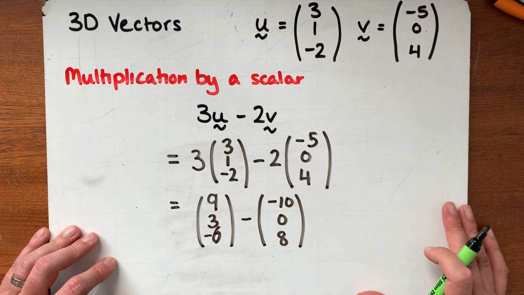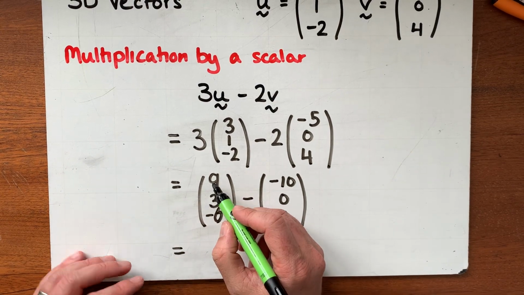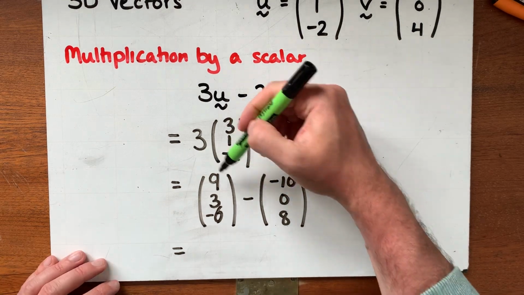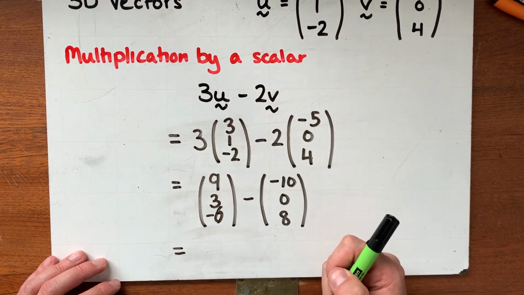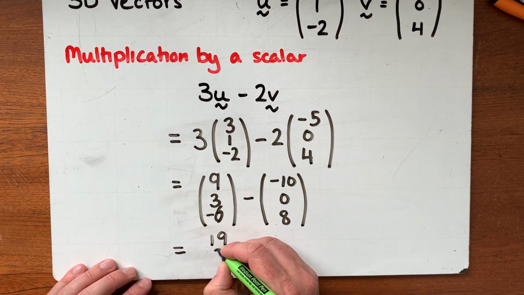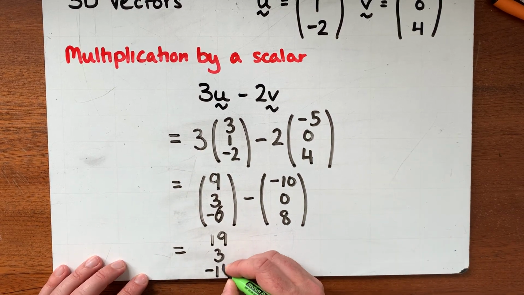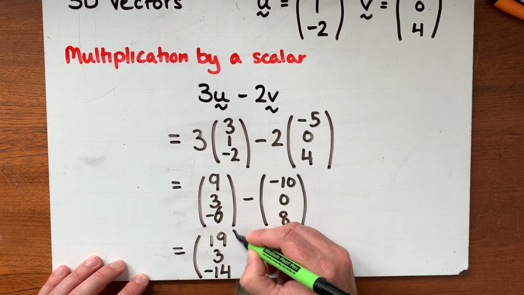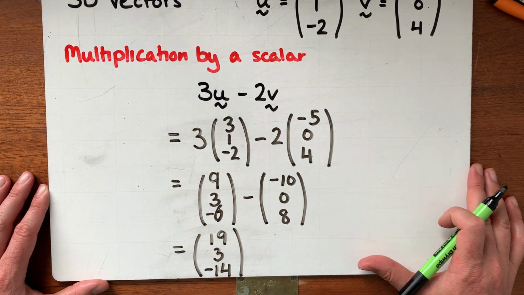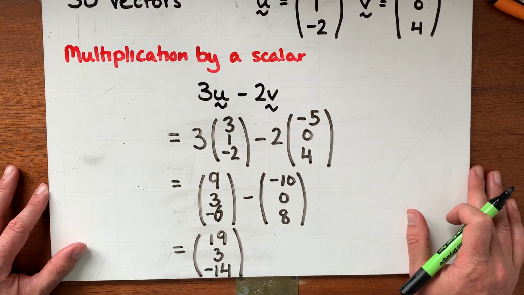Now that we've done our multiplication, we're going to finish off by doing our subtraction. And again, we've seen subtraction in the last example. We're just remembering which components go with which. So top with top. So 9 subtract negative 10, so subtracting that negative like addition, so 19. 3 subtract 0, still 3. And negative 6, subtract another 8, takes me all the way down to negative 14. And there are my resultant vector's components. Okay, so multiplication by a scalar with 3D, just as straightforward as with 2 dimensions.